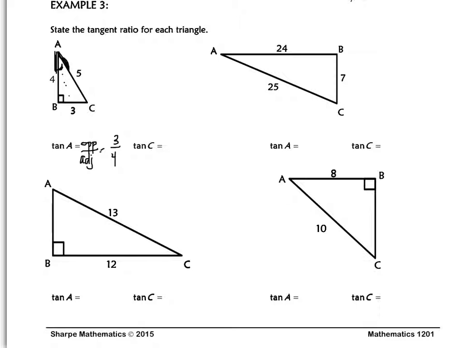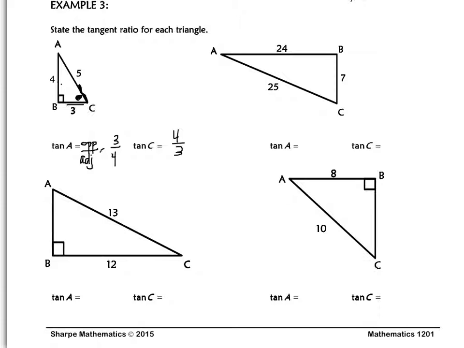Tan of angle C now would be using the same diagram again, but this time we're coming from angle C. So opposite angle C would be 4. And adjacent to angle C would be one of the sides that makes up angle C that isn't the hypotenuse, so that would be the side marked 3. So the tan of angle C would be 4 over 3.